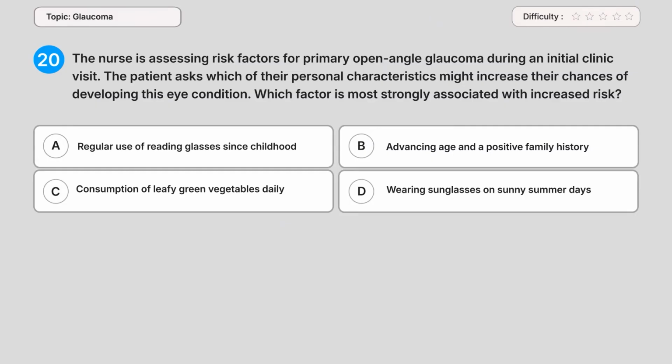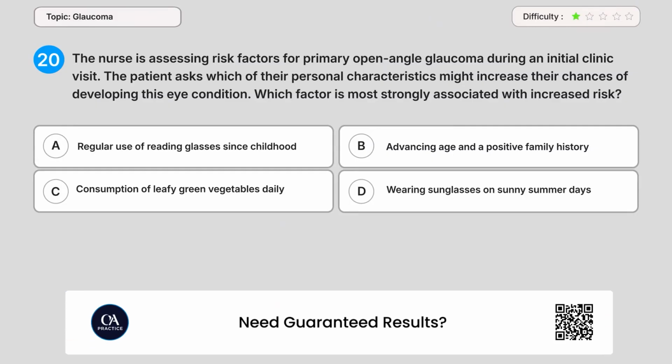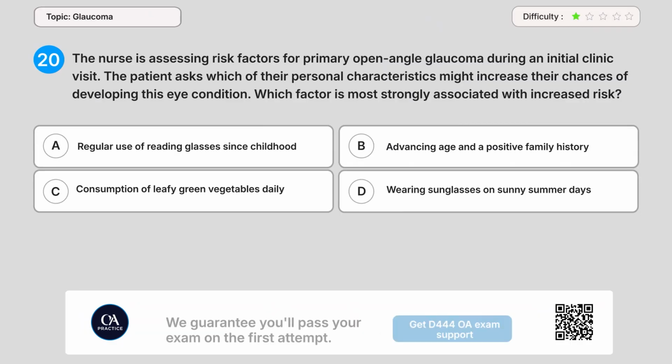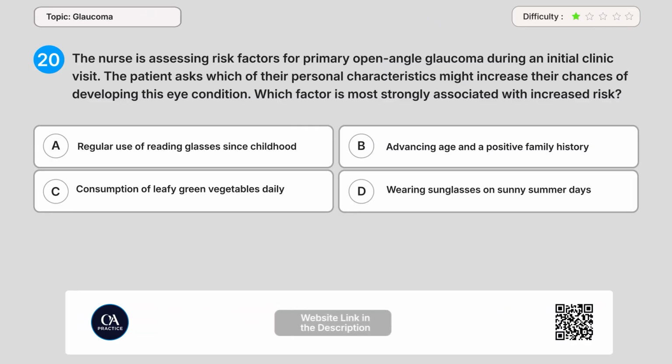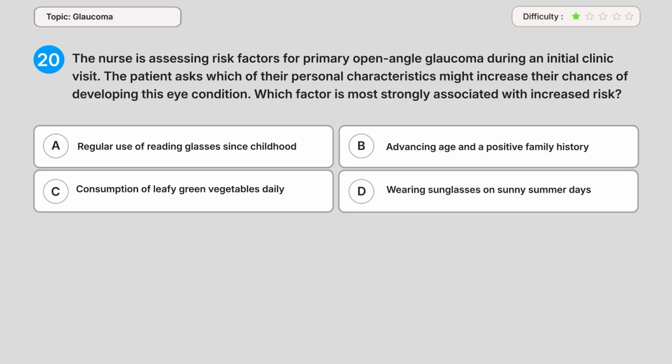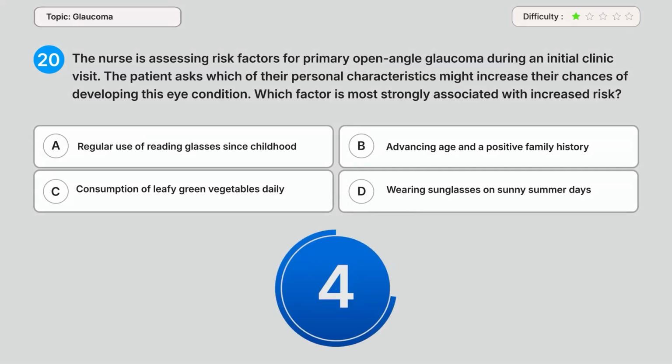Question 20. The nurse is assessing risk factors for primary open-angle glaucoma during an initial clinic visit. The patient asks which of their personal characteristics might increase their chances of developing this eye condition. Which factor is most strongly associated with increased risk? A. Regular use of reading glasses since childhood. B. Advancing age and a positive family history. C. Consumption of leafy green vegetables daily. D. Wearing sunglasses on sunny summer days. What do you think is the answer?